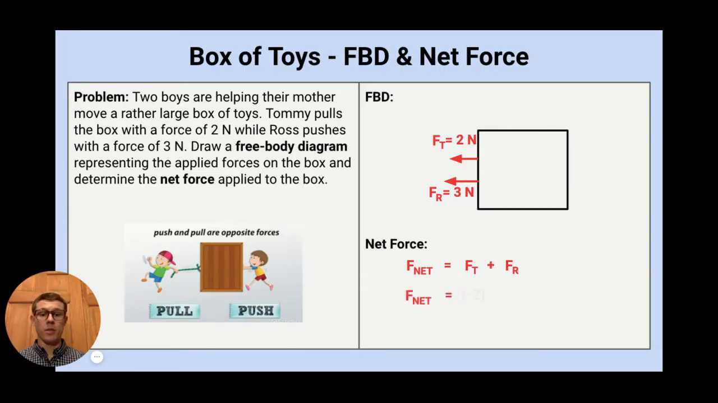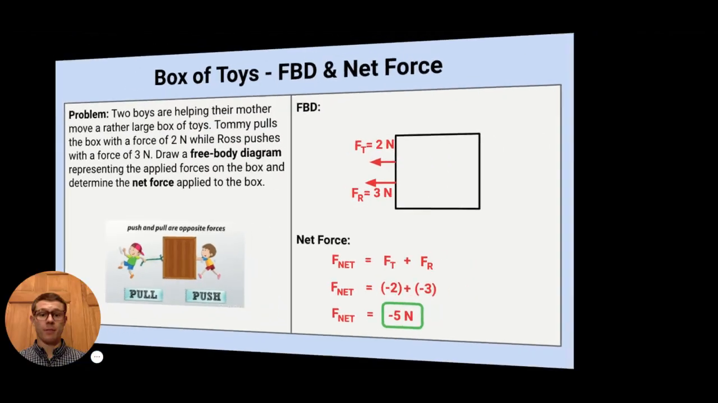Now we're going to plug in our numbers. Notice here that Tommy's force is negative 2 newtons. His force is, of course, negative because, due to sign convention, things that move left are always negative. So we have negative 2. Then we add in Ross's force, which is negative 3. Again, that's also negative because it's also directed in the left direction. So that leaves a total net force of negative 5 newtons. So there are negative 5 newtons of force being applied onto this body to the left.